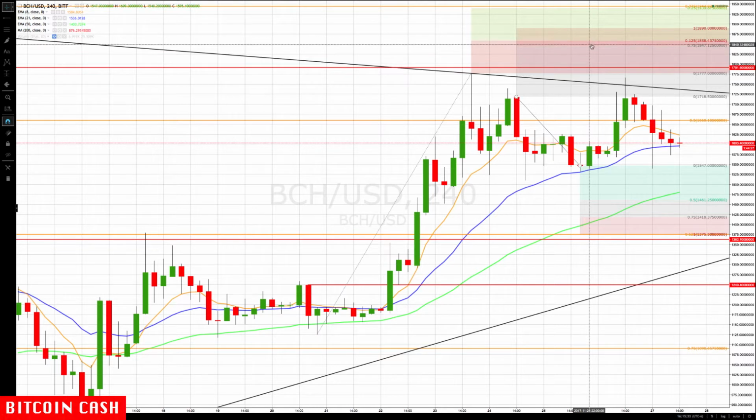Then we have a cluster here with the horizontal channel target and our GAN 12.5% projection target, which comes in at 1847 to 1858. So that's going to be a very key target. Above that, 1890. And then the next cluster up here is the 1940 area cluster, 1939 to 1944. So that's what we're looking for. We also have the downside.